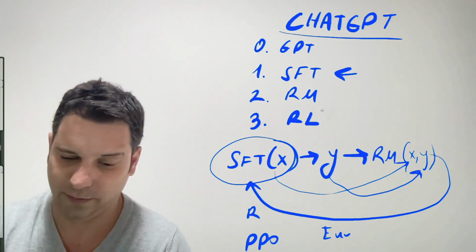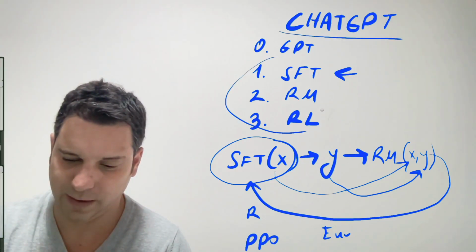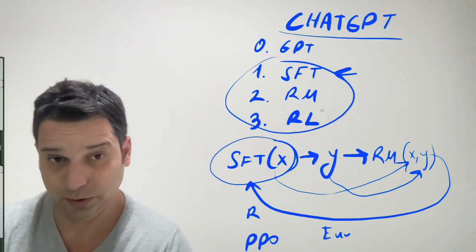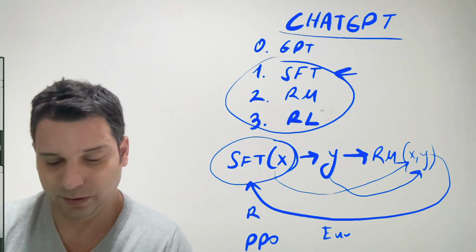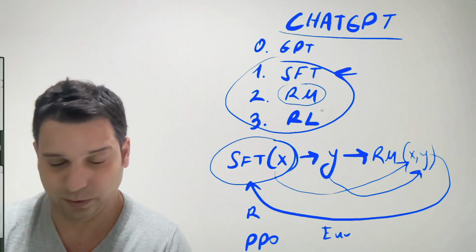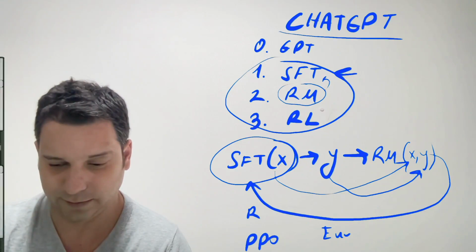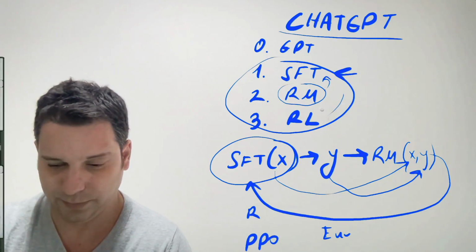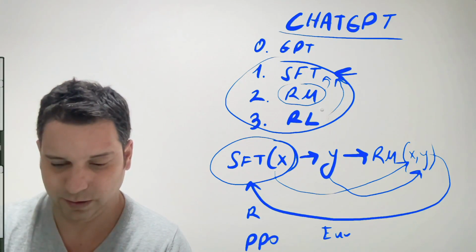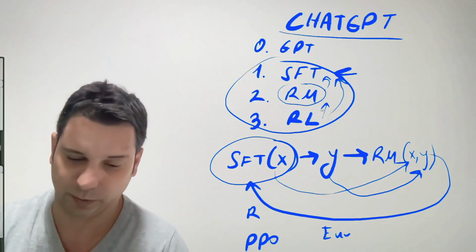So you have these 3 steps. You start with the GPT, you do the supervised learning using human labelers, you train the reward model based on the SFT, and then you use the reward model to improve the SFT using the reward from the reward model.